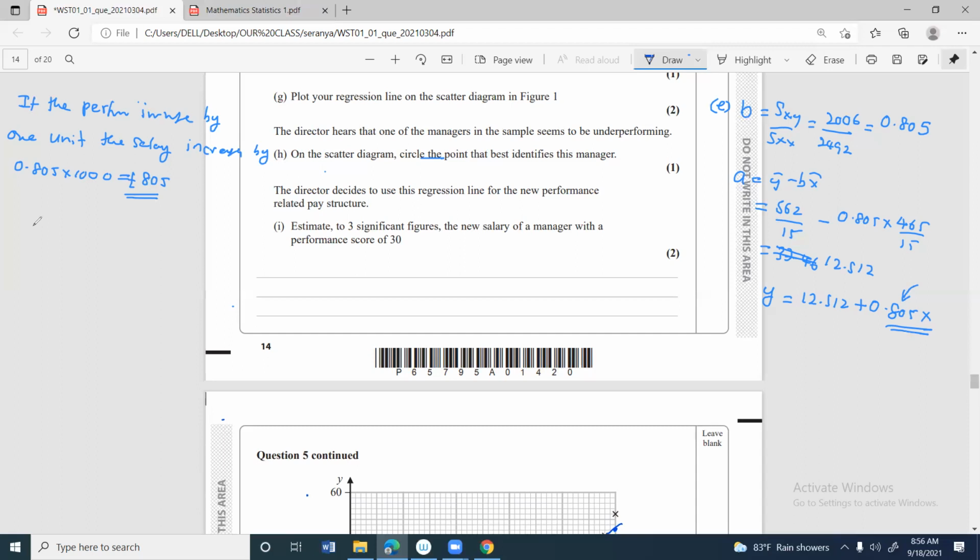Yeah, that means it's pretty simple. You can substitute 30 into this. y equals 12.512 plus 0.805 into 30. Then multiply by 1000, because it's given in thousands. So the y value comes up as 36.662. Therefore, that is given in 1000, so its amount is 36,662. That's the final answer for this. Okay.